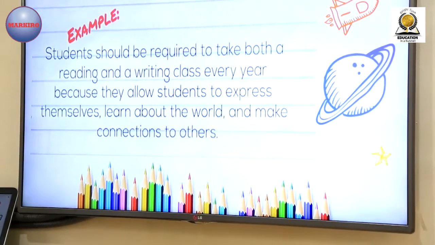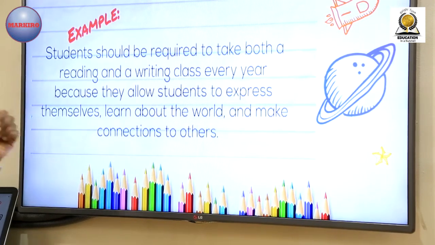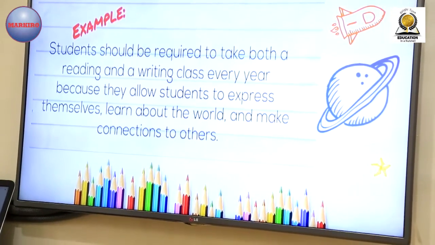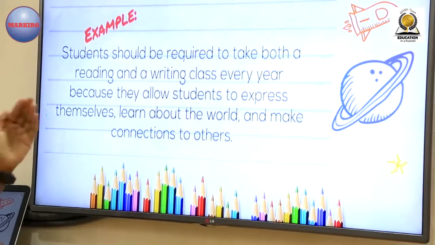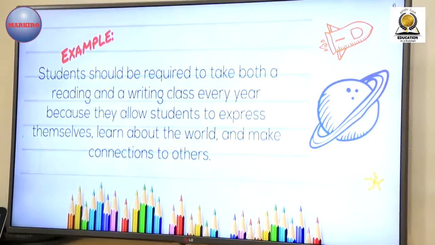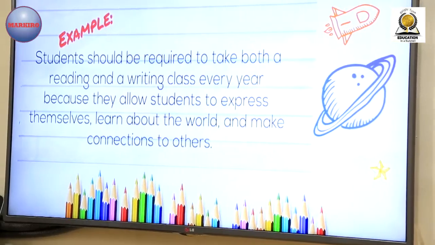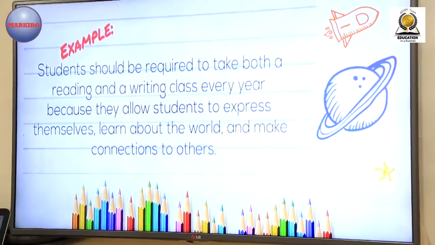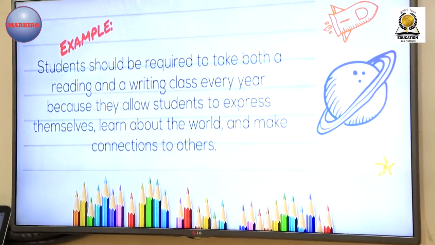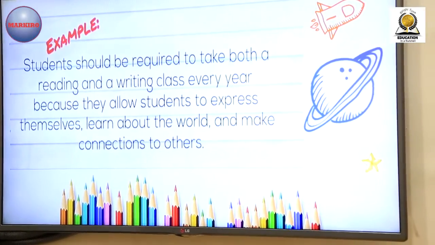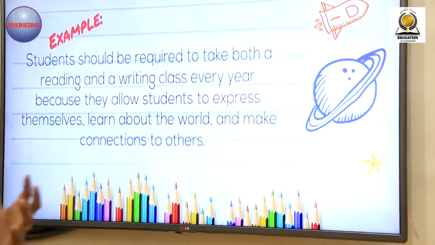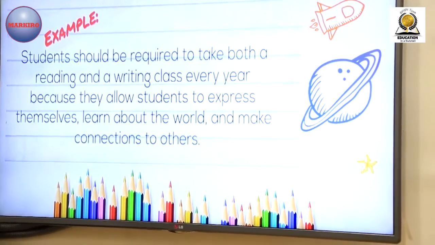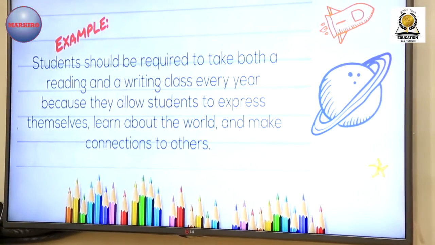So the thesis statement shows the writer's position or claim. He is supporting taking reading and writing classes every year, and he gives the benefits of reading and writing class. As in a reading and writing class, students first can express themselves, they will get to know more about the world, and finally they will have wider connections within the school or maybe outside the school. These are the main ideas that we need to retain, but at the same time we have to restate it.